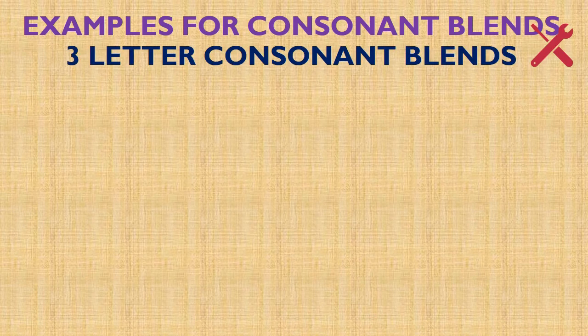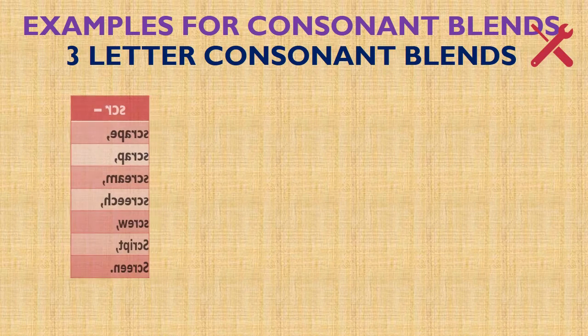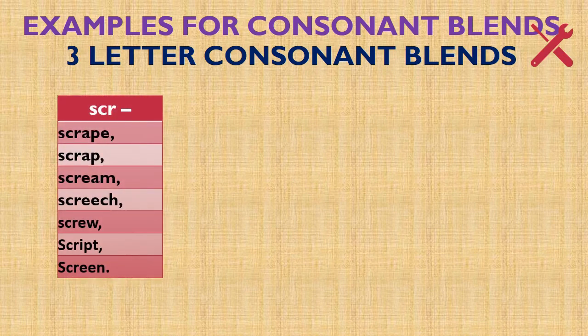Next, we are going to see three letter consonant blends. The first one is SCR. Here we have three consonants, and we can also hear the sound of three consonants. SCR: scrape, scrap, scream, screech, screw, script, screen.